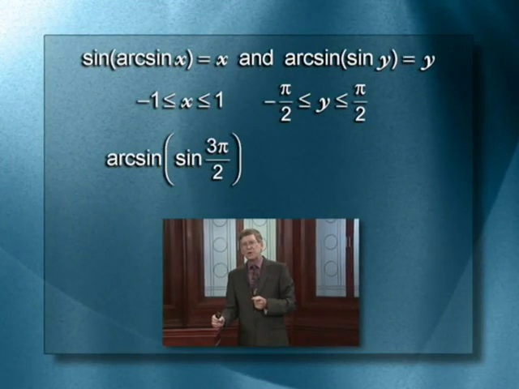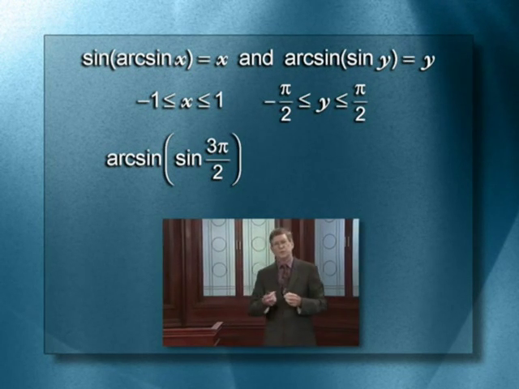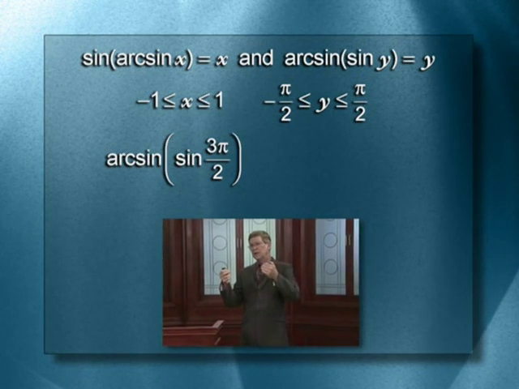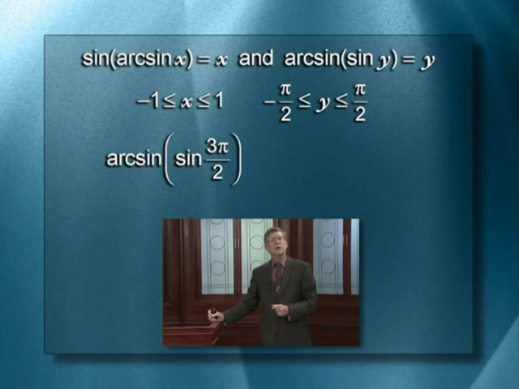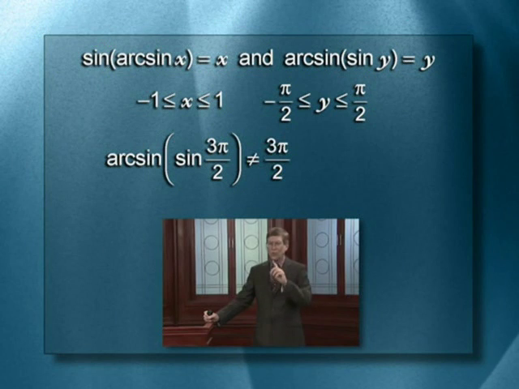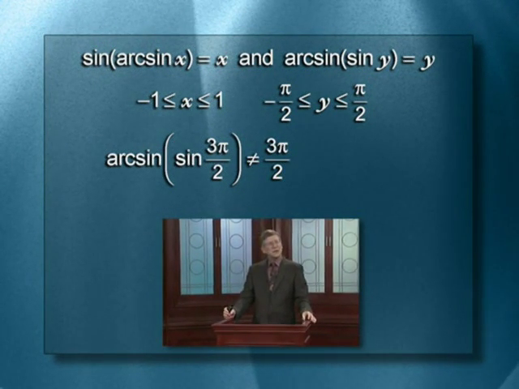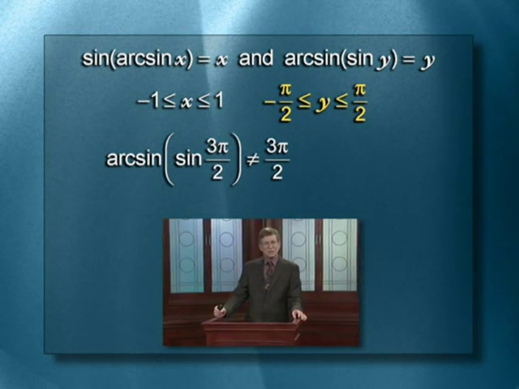Let's do a tricky problem. Here's a common pitfall with manipulating inverse trig functions. Let's suppose we want to evaluate arcsine of sine of 3 pi over 2. At first glance, you might say to yourself, oh, arcsine and sine, inverse functions, cancel, I'm left with 3 pi over 2. Sorry. What's the problem? Do you see the issue here? 3 pi over 2 is not in the correct interval, is it? That interval was minus pi over 2 to pi over 2.